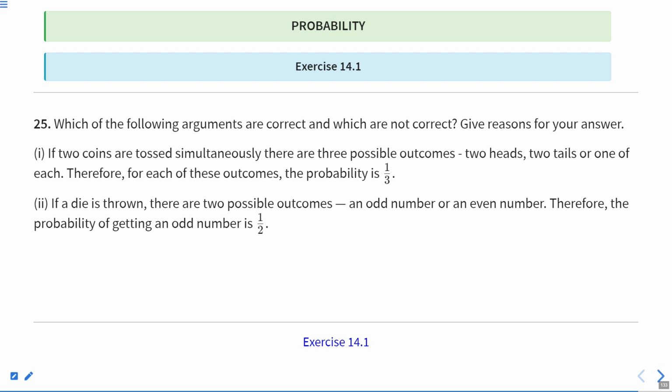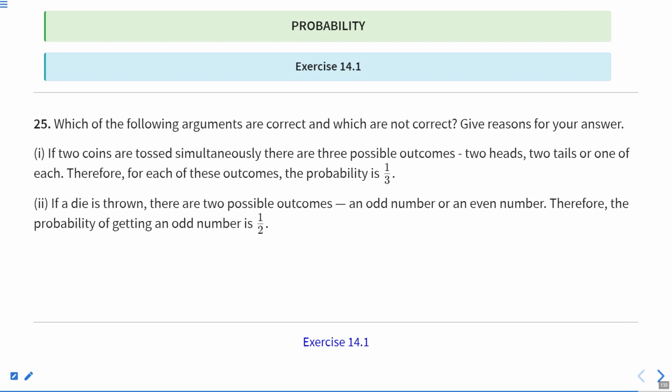So in question number 25, here we have: which of the following arguments are correct and which are not. Give reasons for your answer. First argument: if two coins are tossed simultaneously, there are three possible outcomes: two heads, two tails, and one of each. Therefore, for each of these outcomes, the probability is 1 by 3. So let us check the first statement.